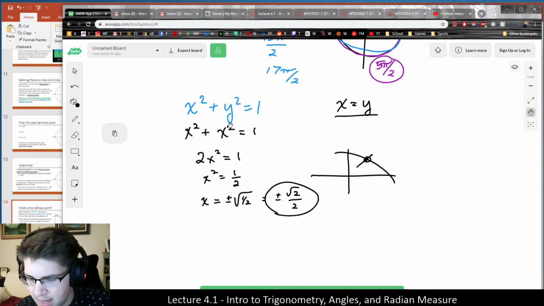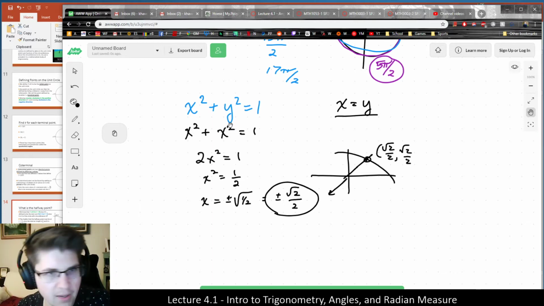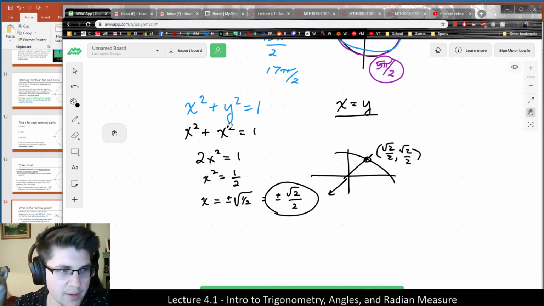Also, since x is equal to y, both of those would have to be the same. So in quadrant 1, it would be the point where they were both positive. But notice that there's actually another point down there that would be on that line as well, where both root 2 over 2's would be negative, in quadrant 3. So there's technically two solutions to this problem that we're doing.